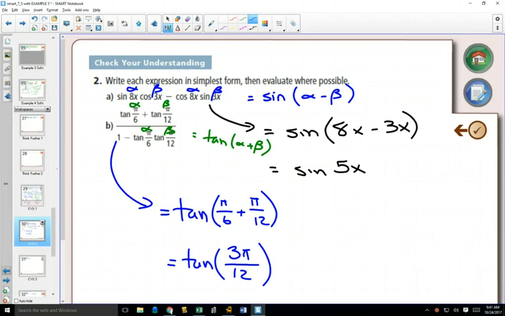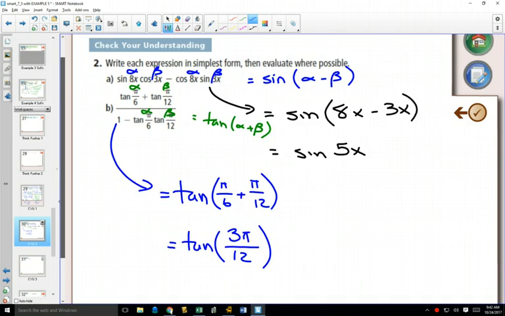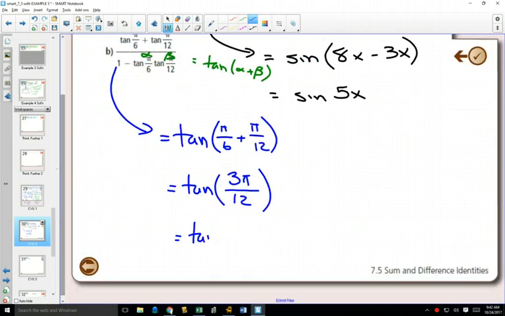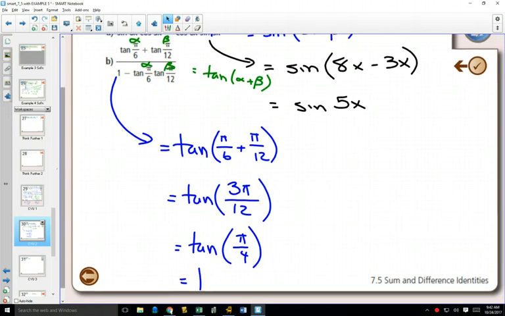Is 3 pi over 12 on your pie plate? Yes. How? It simplifies to pi over 4. So whereas you don't need to simplify your fractions because they assume you know how to do it, in this case, they would want you to recognize that 3 pi over 12 is pi over 4. And what is tan of pi over 4? 1. The entire complicated thing that we started with is equal to 1.